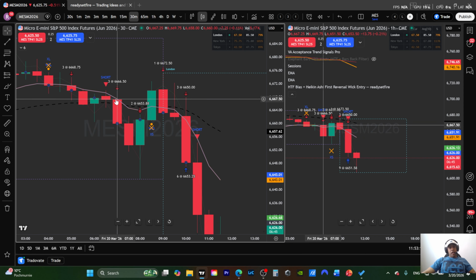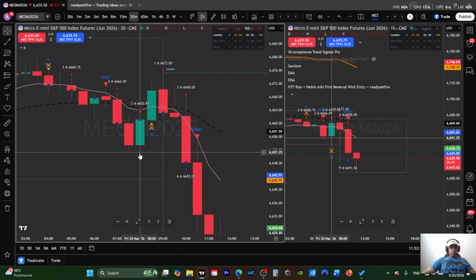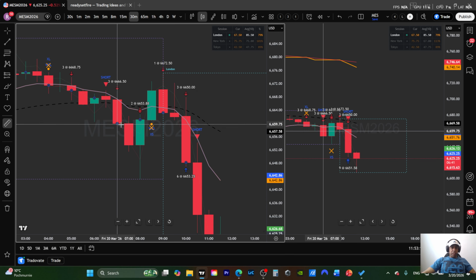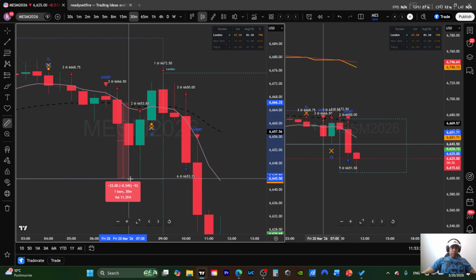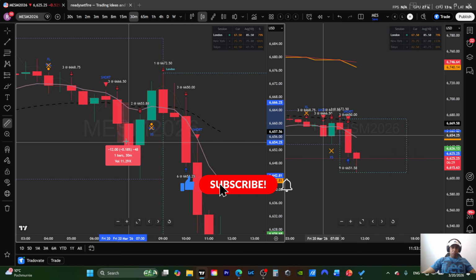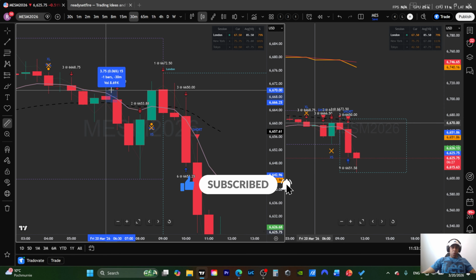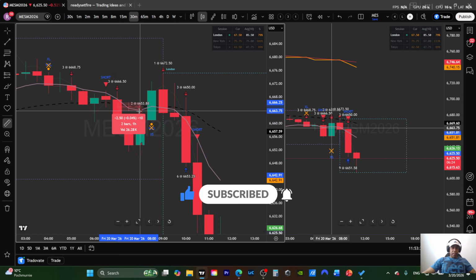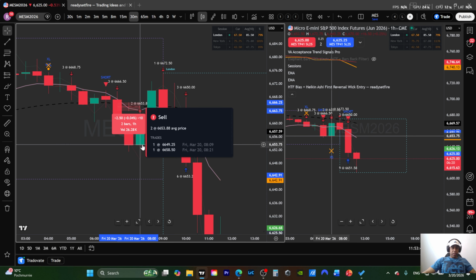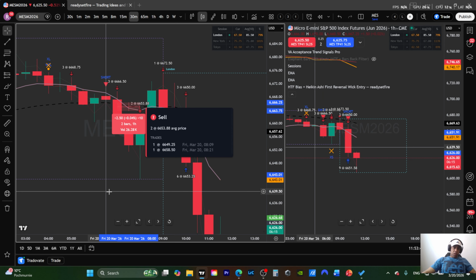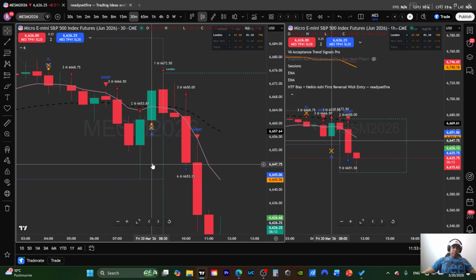Anyway, so I went short over here, and I was up quite a bit. Okay, I was up over here 22 points. And I didn't close it, and I'll show you why I didn't close it later. Then it started to go against me, and I added two more contracts over here because I was very confident on this trade. So now I'm at five.